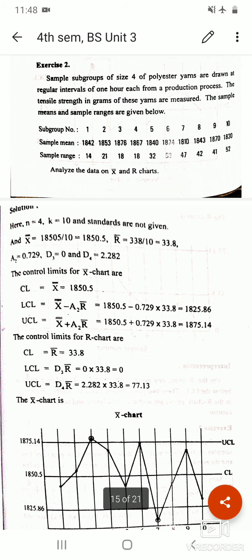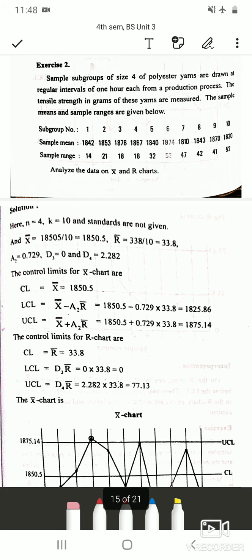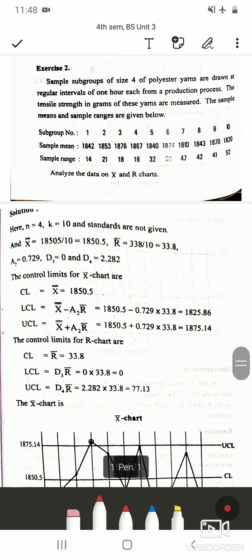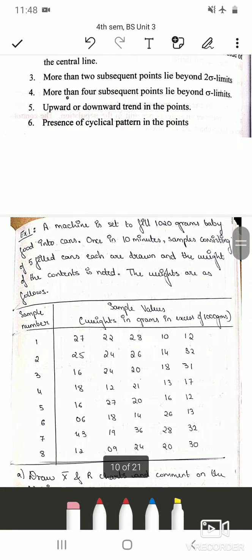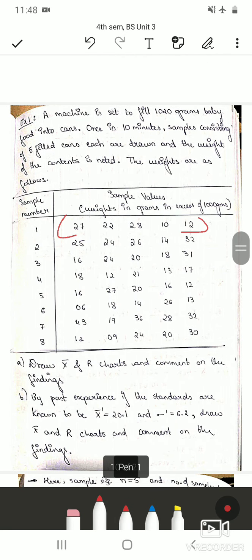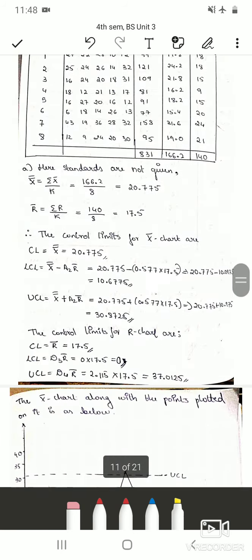So here they have given sample mean. First they have given how many samples, that is subgroup numbers. There are 10. So here your K is 10. Instead of giving values, they have directly given the sample mean. So what is sample mean? It is X bar, and they have given sample range, that is they have directly given R. In the last problem they had given values like this. From this we had calculated X bar and R, but here they have directly given sample values and R.